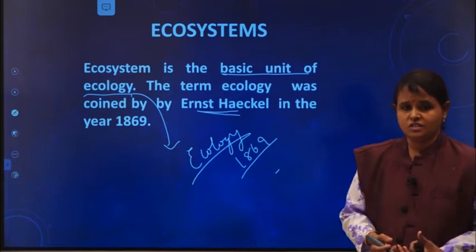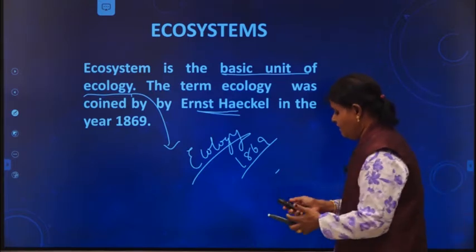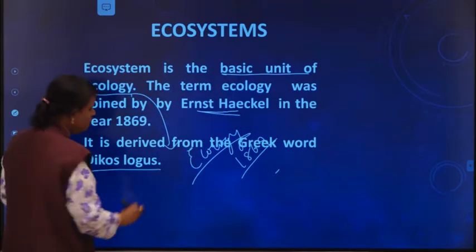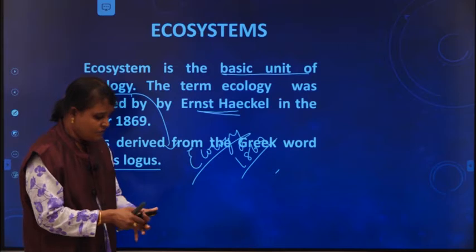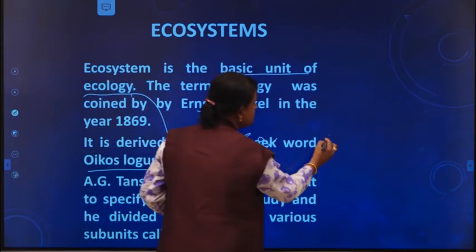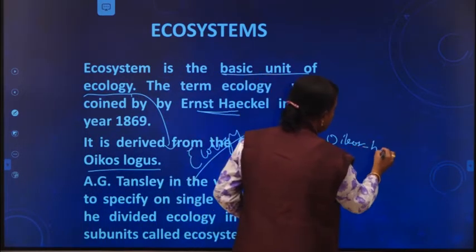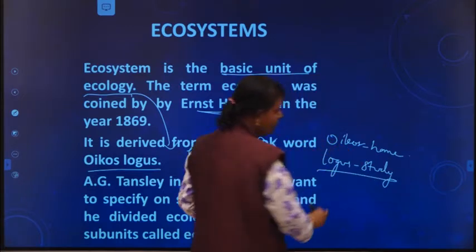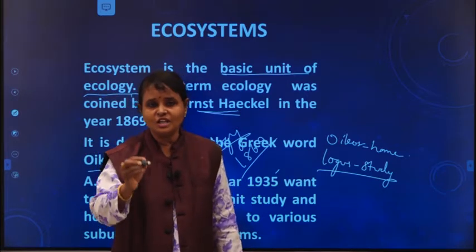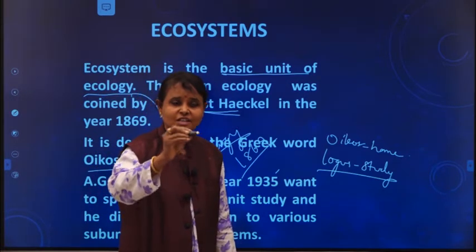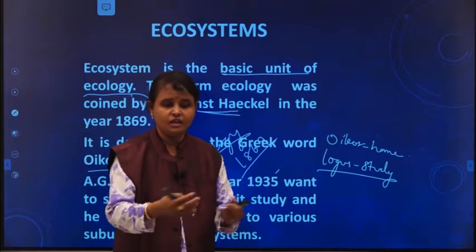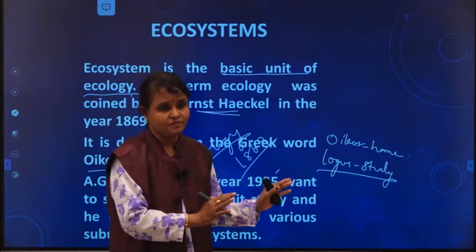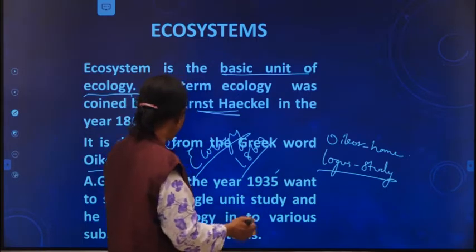What did he tell about ecology? Ecology is derived from the Greek words oikos and logos. What is meant by oikos? Oikos means home. Logos means study. So what is ecology? Study of organisms in their home. Study of organisms in their native place, maybe pond, lake, river. These are all the native places. That is ecology. So this ecology was explained long back.